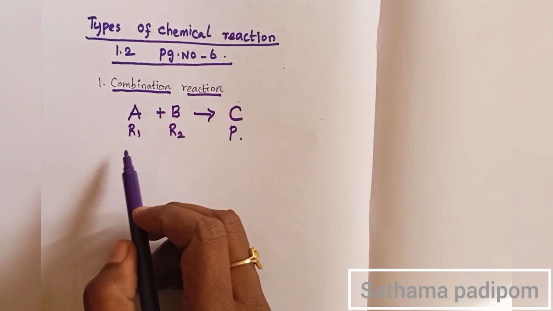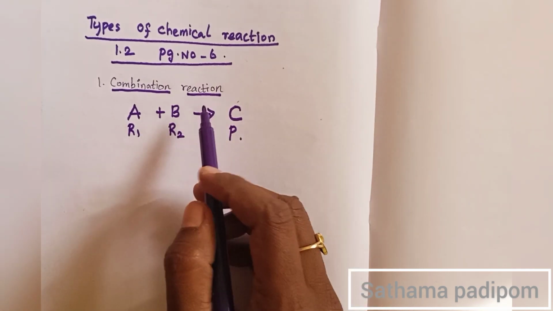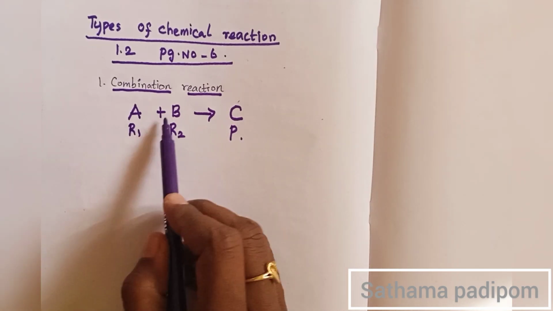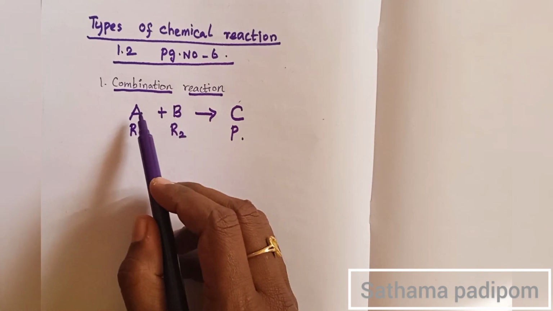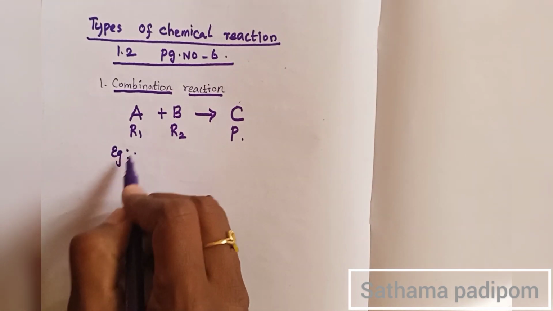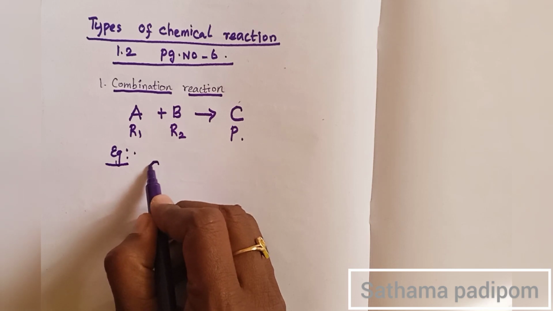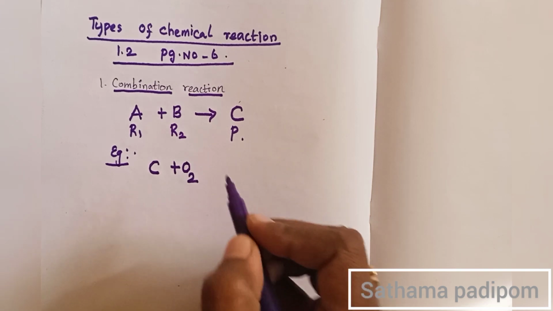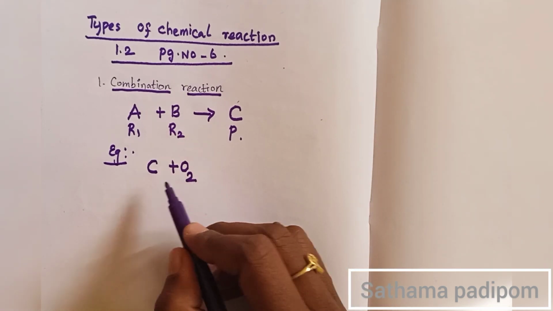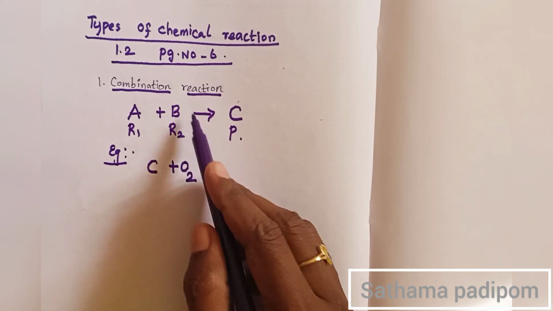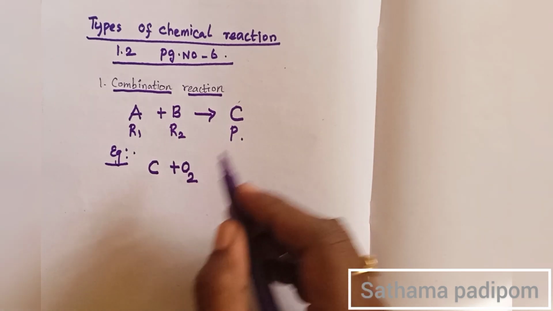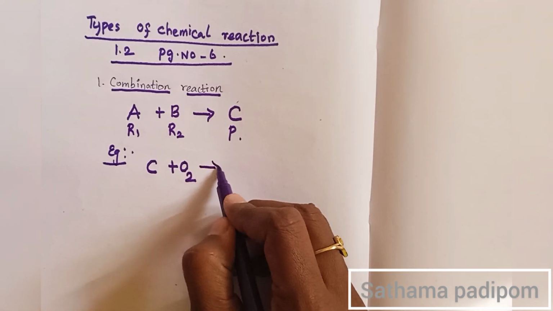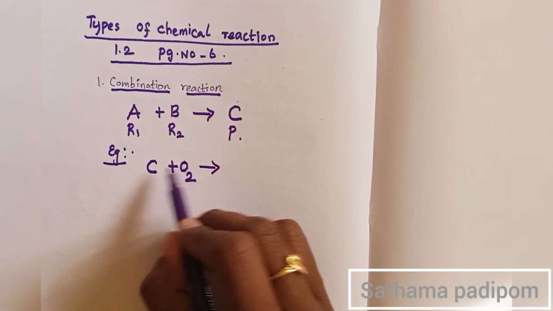Okay, how can we write the definition for this? A reaction in which a single product is formed when two or more reactants combine. Example, when carbon reacts with oxygen. These are your familiar elements and your familiar reaction, that's why I have given it here for the combination reaction. So when carbon combines with oxygen, it gives a single product.